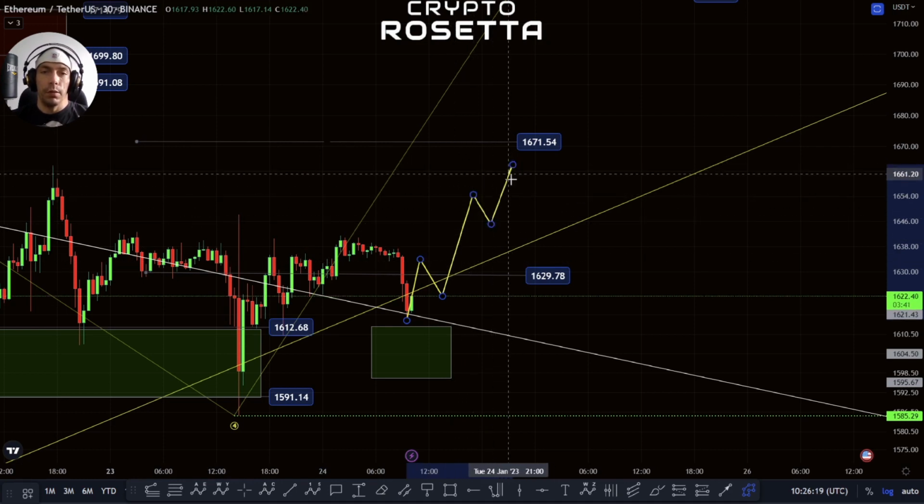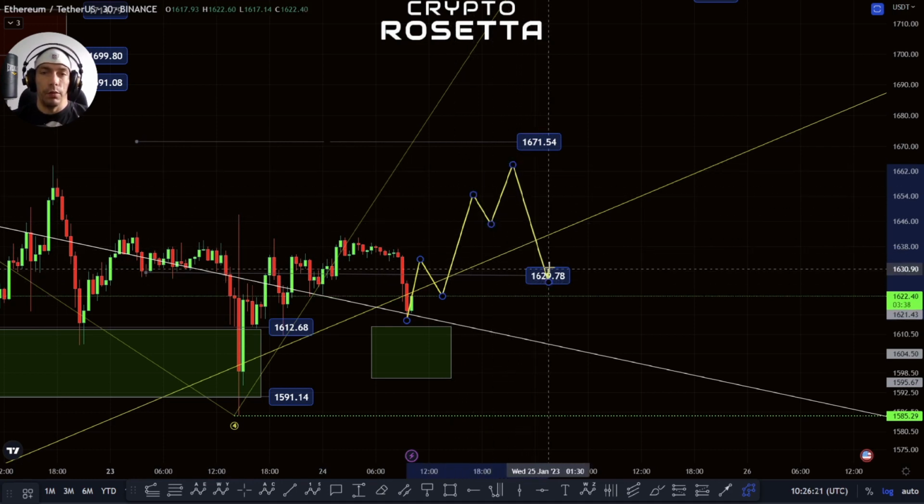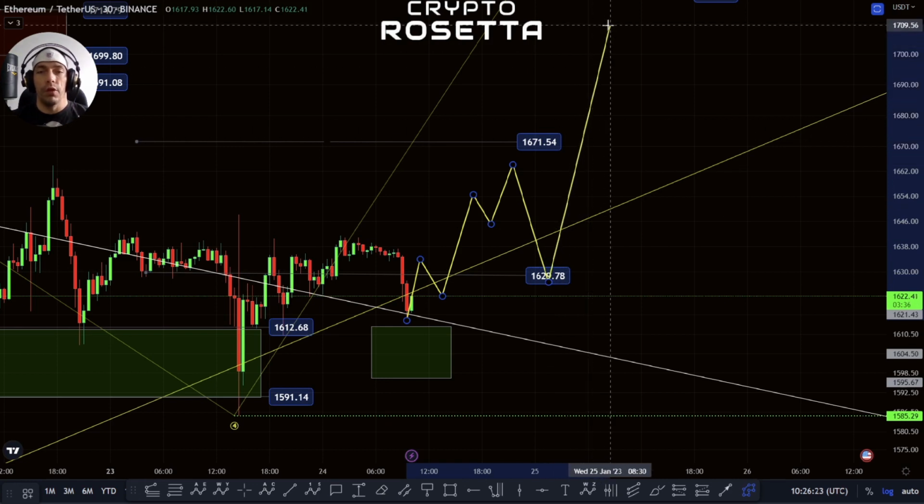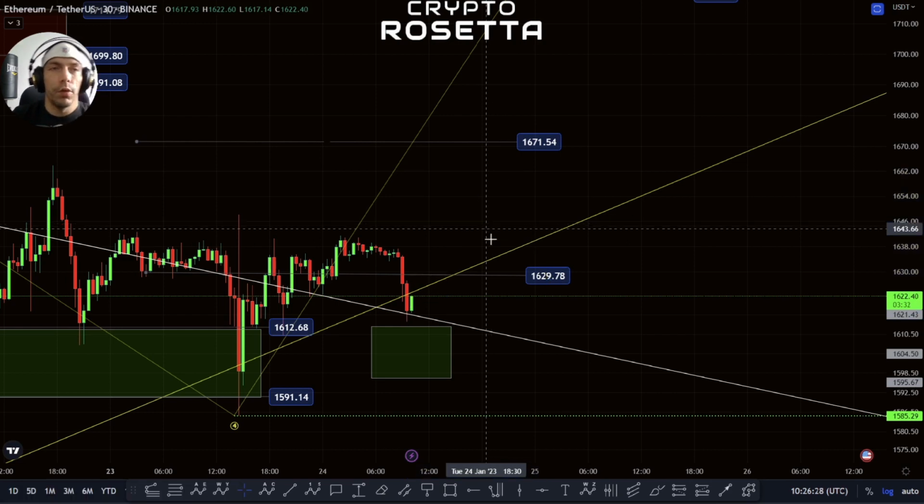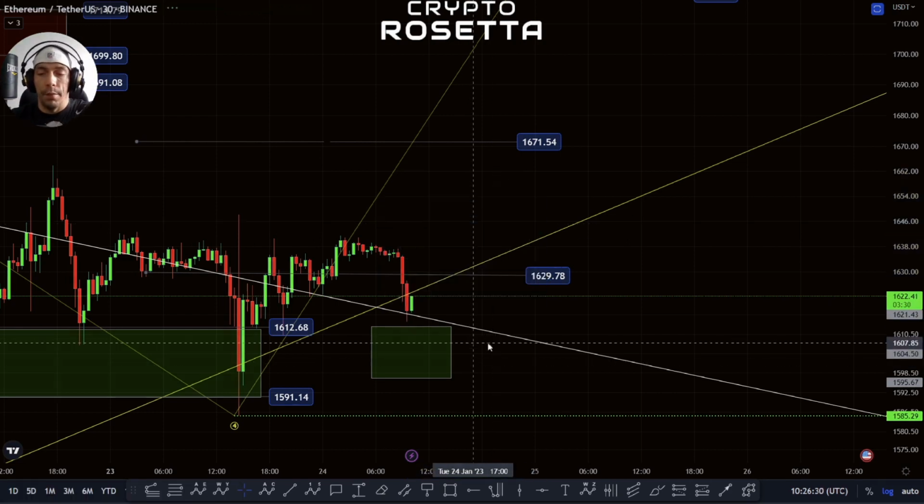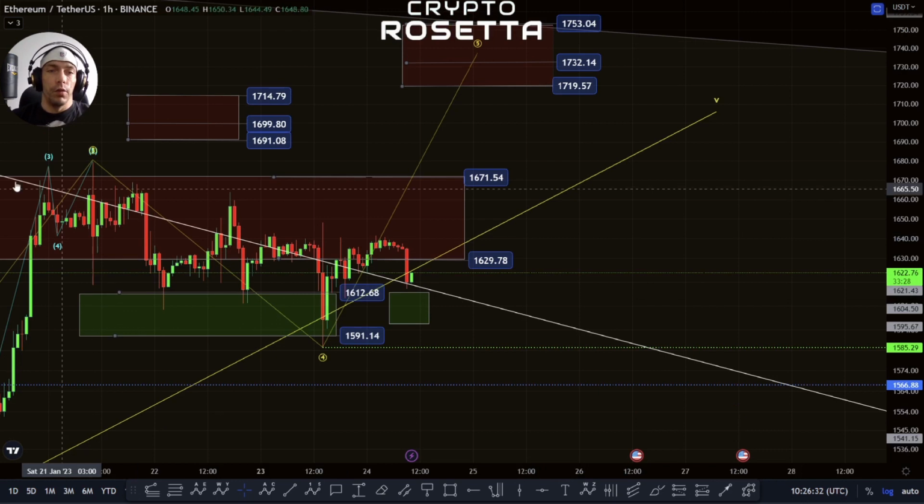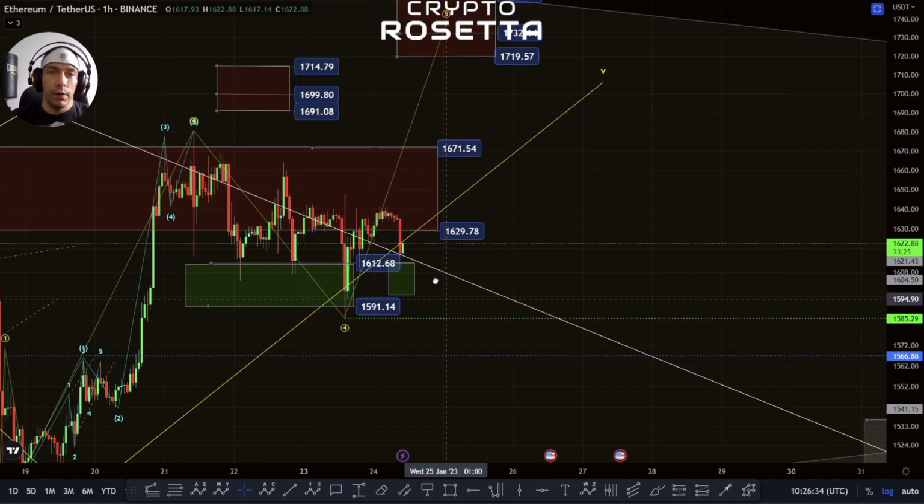I mean, it can form something like this, come back down for a wave 2, retest this zone, and then look to push up. That's a possibility. So yeah, we just need to give it a bit more time, but that's what I'm looking for, the potential of a bullish aspect of this. But like I said to you, I'm not convinced on this structure yet.